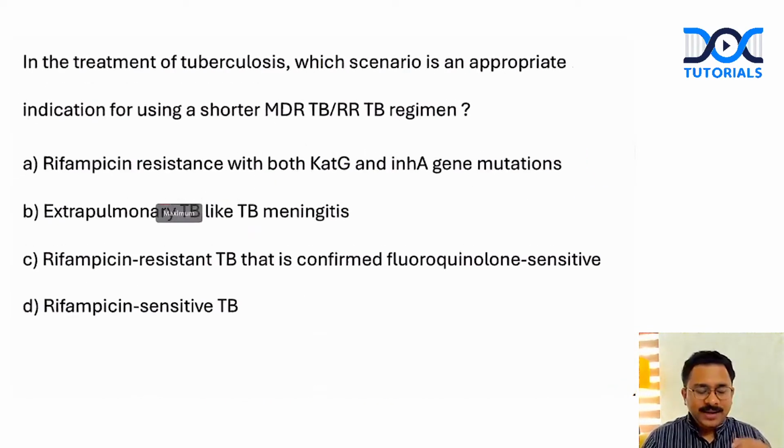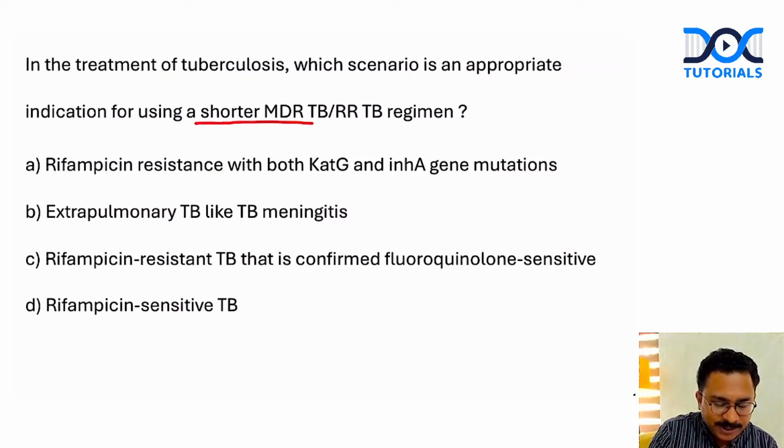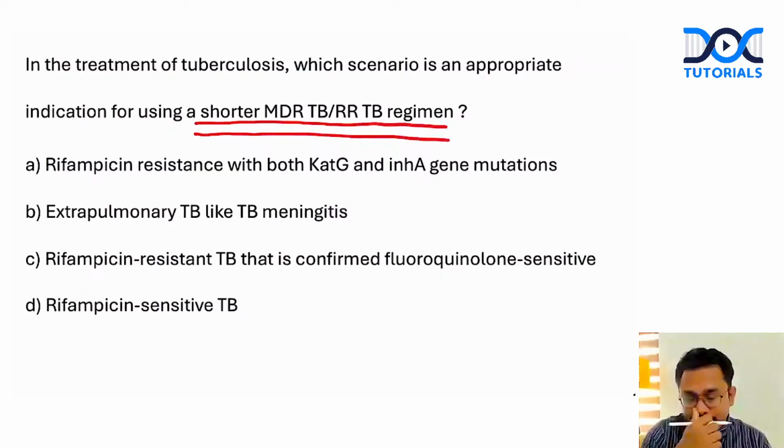Okay, so what do you think is the answer for this? Grace, Tejas, Achyut, Stardust, Indu, can you just answer? In the treatment of tuberculosis, which scenario is an appropriate indication for using the shorter MDR-TB rifampicin resistant TB regimen? This is very important because you have to be thorough with the latest regimen. I assume that you have gone through the latest regimen in the revision videos as well.